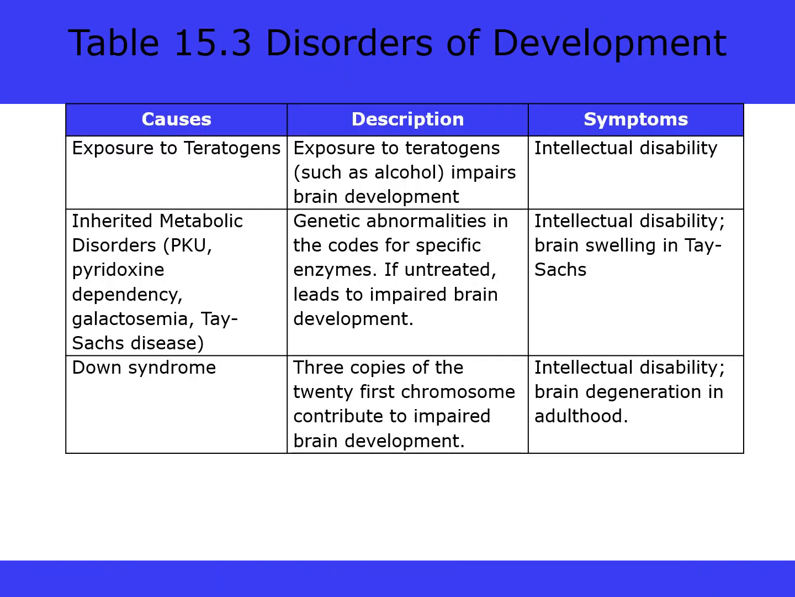Here we have the 3 different types of developmental disorders that we talked about. So exposure to teratogens. This is going to be, for example, fetal alcohol syndrome, an exposure to some toxic chemical while in utero. And then we also have those inherited metabolic disorders like PKU and Tay-Sachs. And then finally, Down syndrome, which is again not an issue with a gene or a malformation of a gene. Rather, it's the presence of an additional chromosome. So here we can compare these different types and how they might look different and what symptoms are associated with each one.